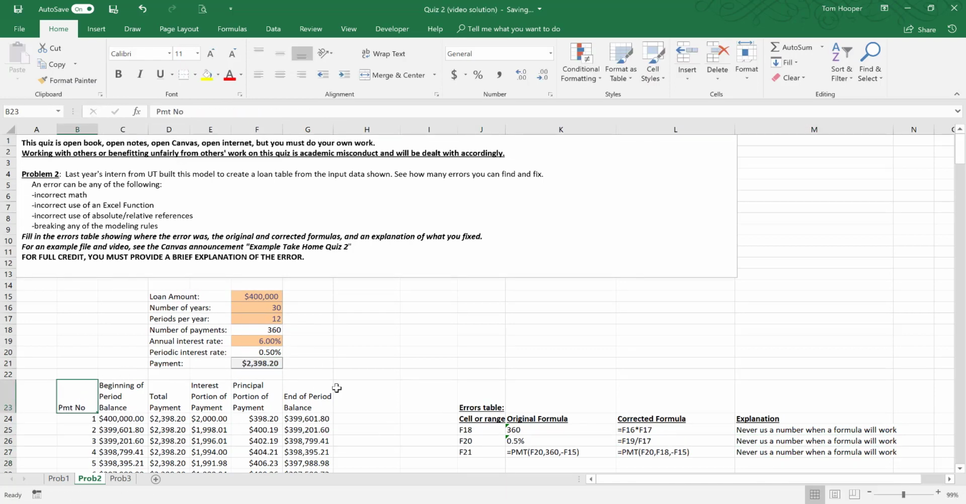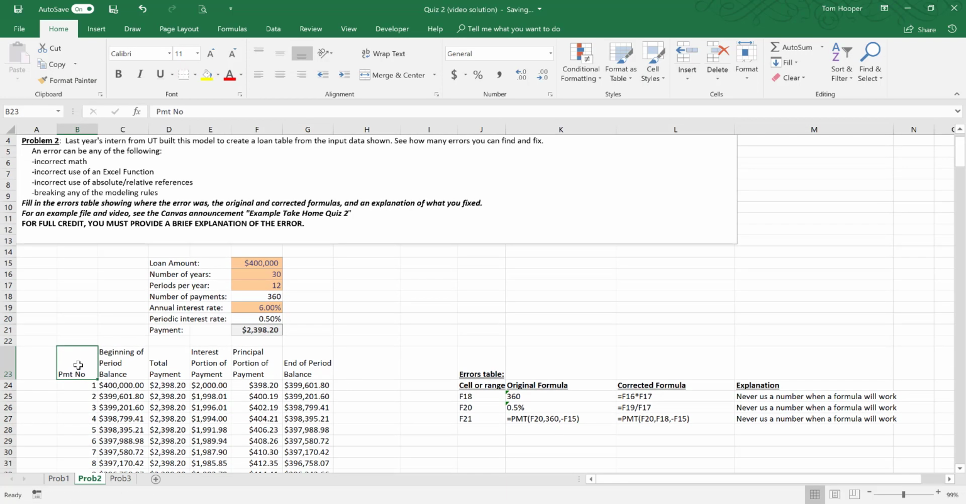Now let's look at the loan table itself. Okay, we've got payment, our beginning balance at the beginning of the period, the total payment, which should be the same every month, the interest portion of that payment, which should be decreasing, the principal portion should be increasing, and then the balance at the end of the month should be a little bit less than it was at the first of the month. So it looks like we're getting off to a good start. Let's look a little more closely.